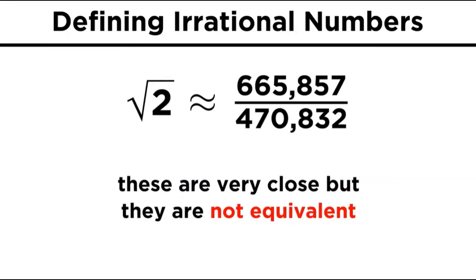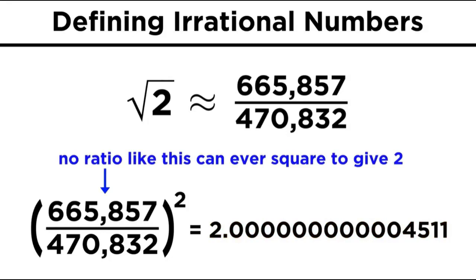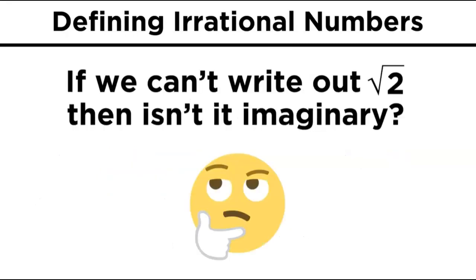If we try to approximate root 2 this way, we can get very close with something like 665,857 over 470,832. But it's not exactly right, and when we square this number, we get something just ever so slightly larger than 2. No matter how precise you try to get with this ratio, you will never quite get to the true value.